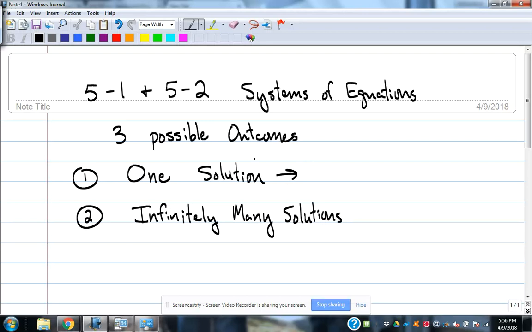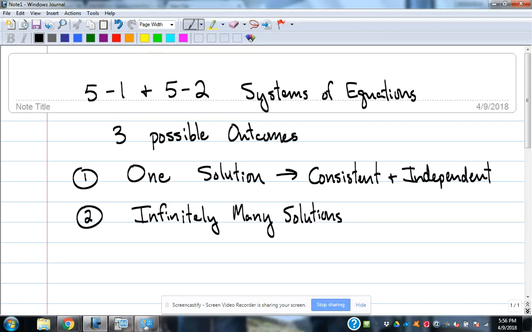Other words that go along with that you might see on the final exam, you won't see it from me, but on the final exam, sometimes when they ask, is there one solution, infinitely many solutions, or the other option? One solution, they'll call it consistent and independent. Consistent meaning it has answers. Independent means there's only one place that they meet up.